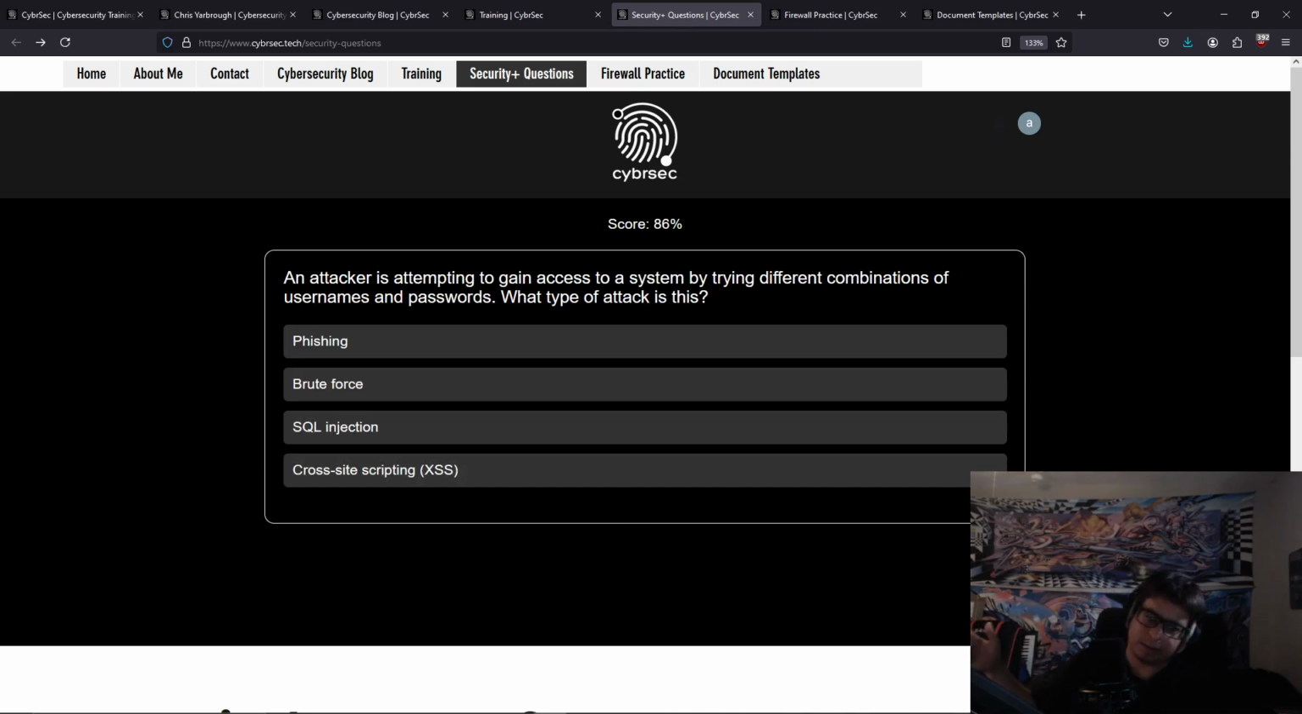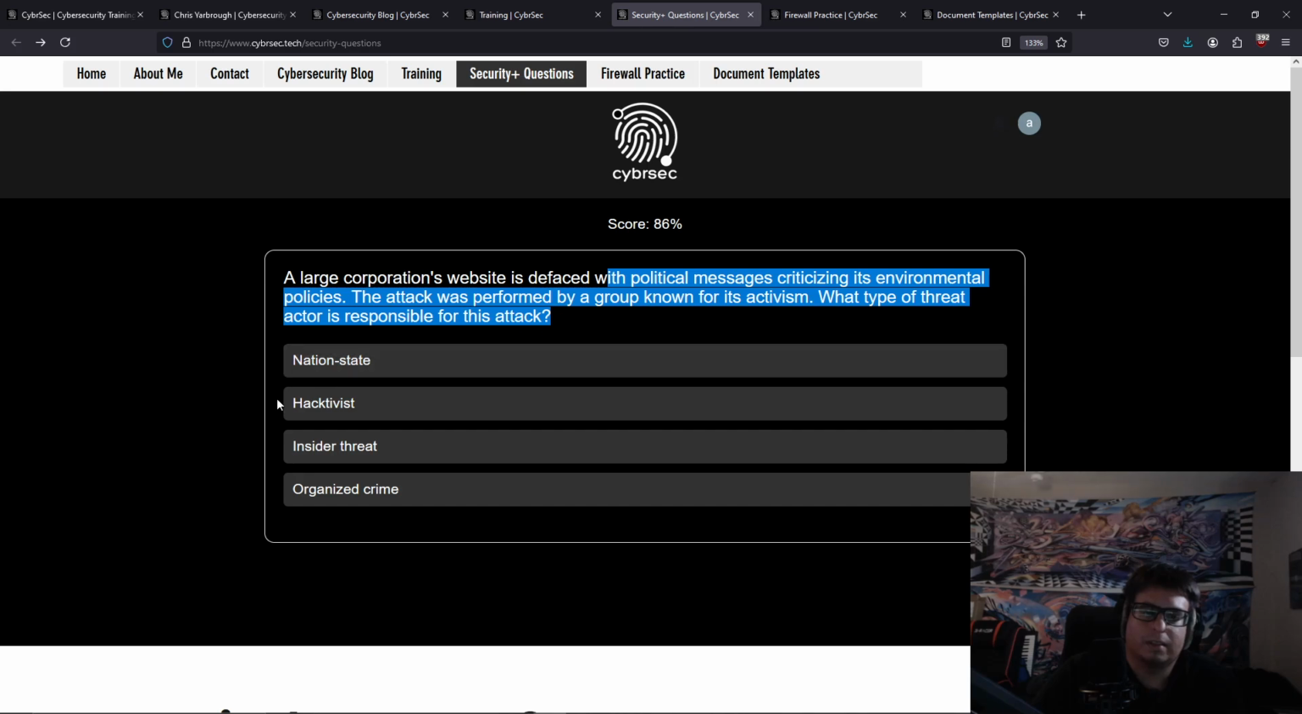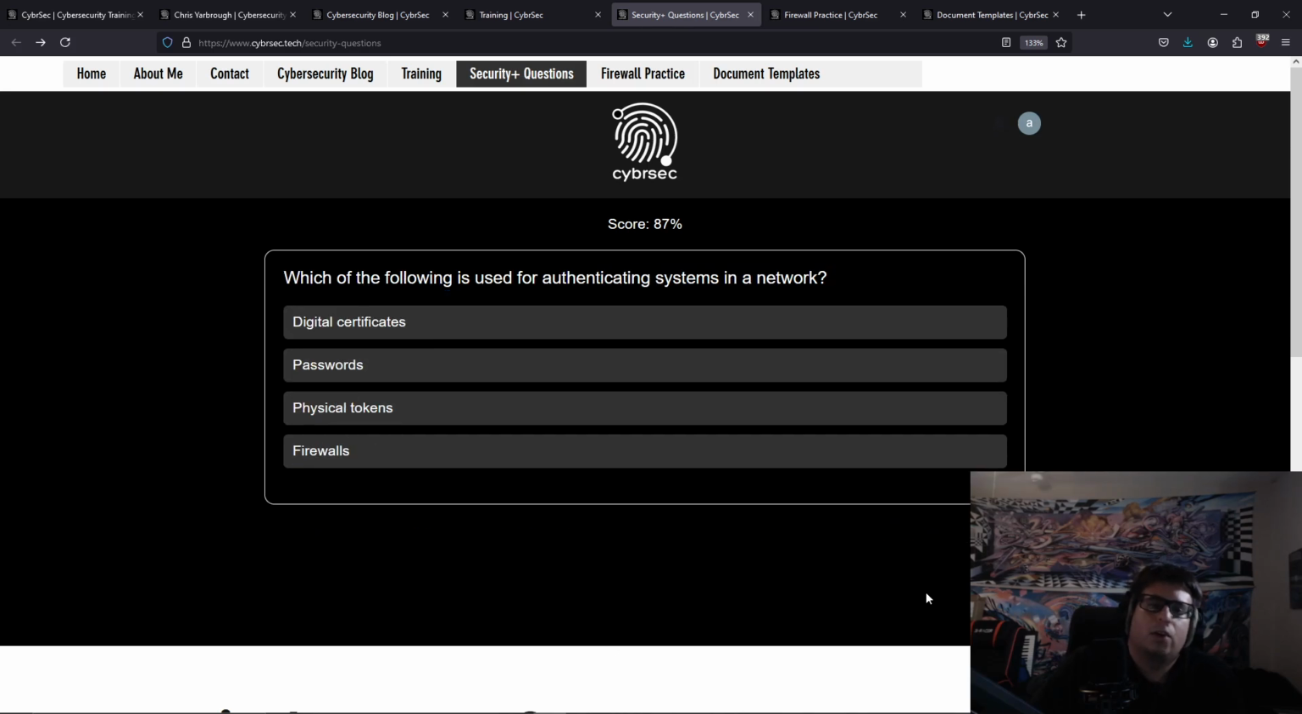An attacker is attempting to gain access to a system by trying different combinations of users and passwords. Brute force. A large corporation's website is defaced with political messages criticizing its environmental policies. The attack was performed by a group known for its activism. The type of threat actor is responsible for this attack. Hacktivists. Correct. Which of the following is used for authenticating systems in a network?